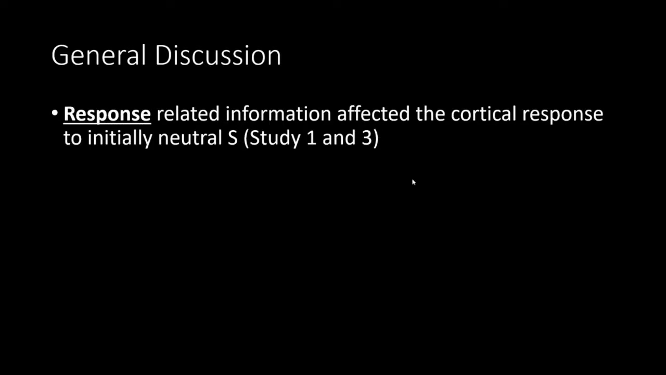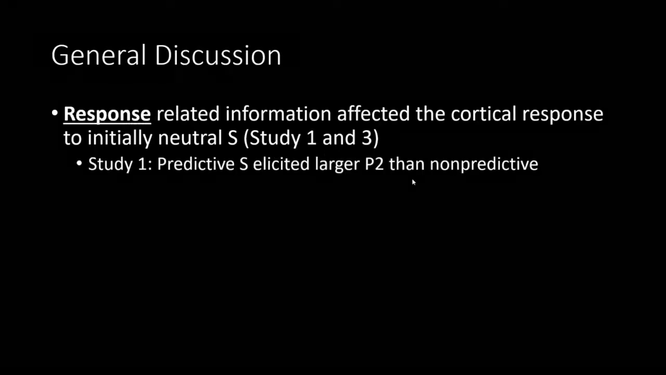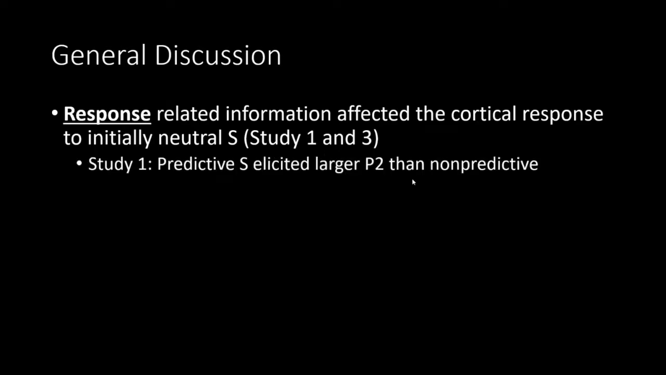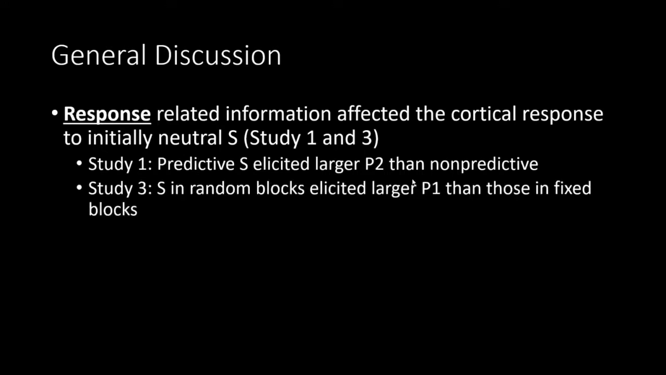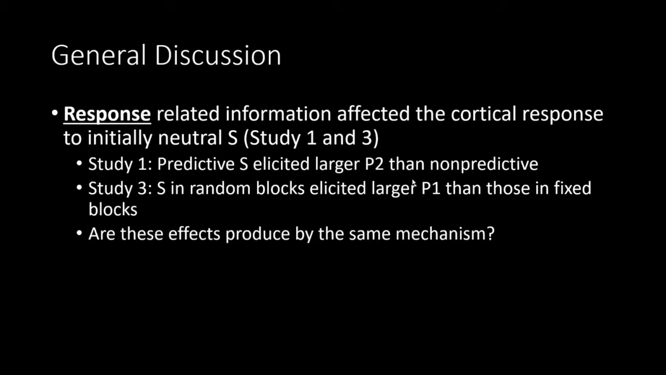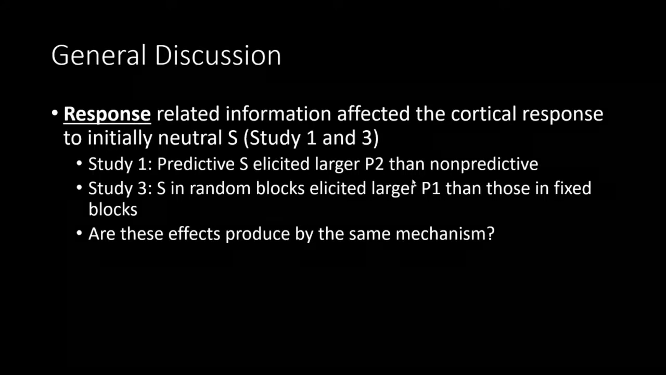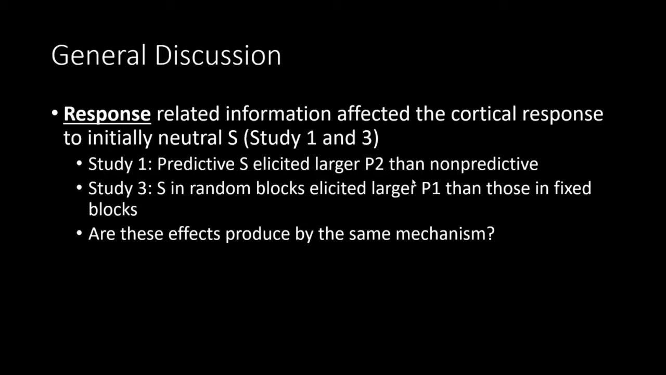So, wrapping up very quickly, we see that response-related information affected the cortical responses to the stimulus. The predictive stimulus elicited a larger P2 than the non-predictive one in the first study. And in the third study, the stimuli in random blocks elicited a larger P1 than those in fixed blocks. We are not sure if these two things are produced by the same mechanism. Probably not, because the manipulations were very different and the effects were also very different. So maybe there are two different things going on here.